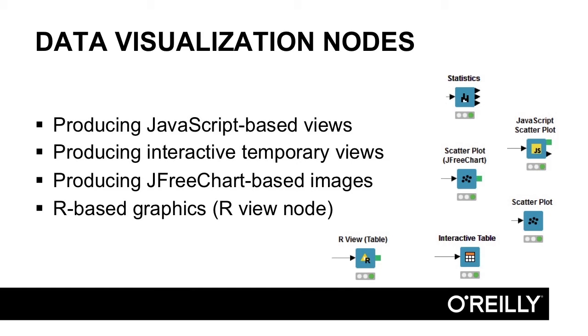The JavaScript scatter plot produces an interactive view, an image, the green square, and some data, the product of some interactive operations on the plot. The scatter plot JFreeChart only produces an image, but no interactive view. And the simple scatter plot node produces an interactive view, but no data and no image, and the view cannot be saved. Historically, the JavaScript-based view nodes are the most recent and therefore the most powerful nodes.